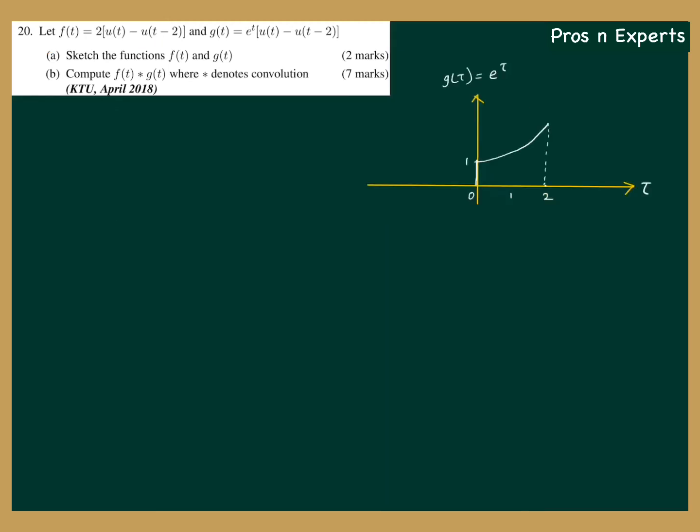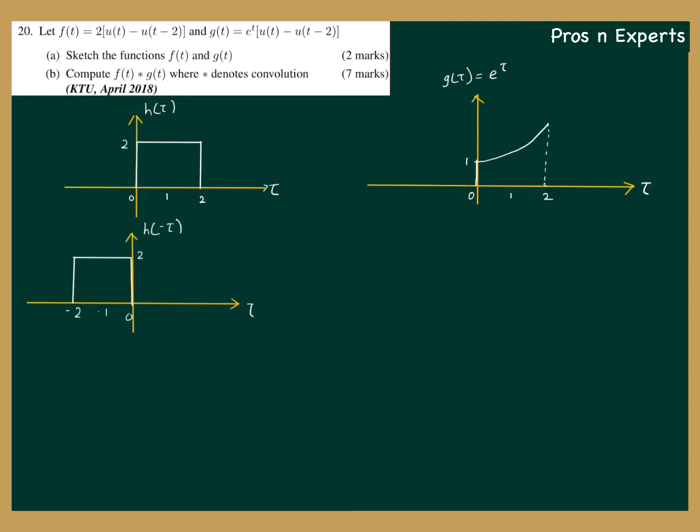So this is g of tau, and this is h of tau. Note that the amplitude of h of tau is 2, not 1. Now you have to draw h of minus tau, and finally h of t minus tau for t initially a large negative value.